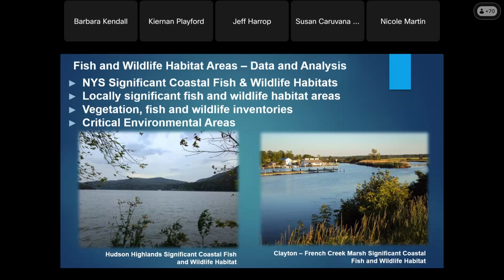LWRPs for waterfront areas that contain SIGHABs are required to protect these designated habitats and are encouraged to use local land use controls for habitat protection. Locally important fish and wildlife resources and habitat should also be discussed in the LWRP. Discuss any plant, animal, bird, and fish studies or inventories that are relevant to the waterfront area and include species lists in an appendix. You can also include critical environmental areas.